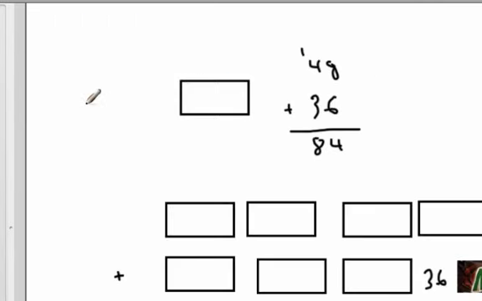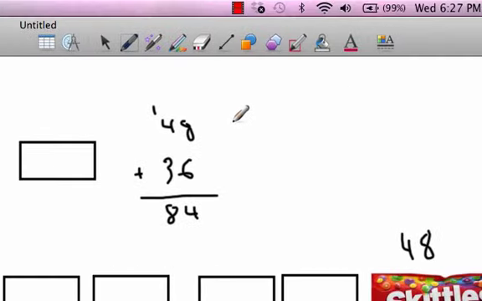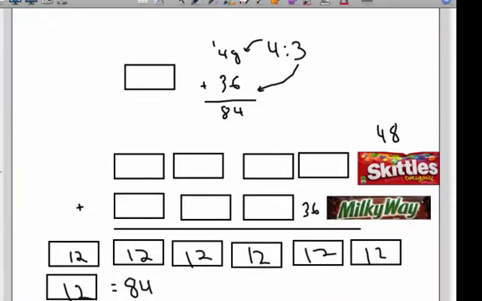So that works out. The other thing the problem said was that it was a ratio of 4 to 3. Well, 4 Skittles for every 3 Milky Way. If we multiplied 4 by 12, wouldn't we get 48? And if we multiplied 3 by 12, wouldn't we get 36? So as long as we multiply these numbers by the same thing, we're going to get an equivalent ratio. So that checks out just dandy.